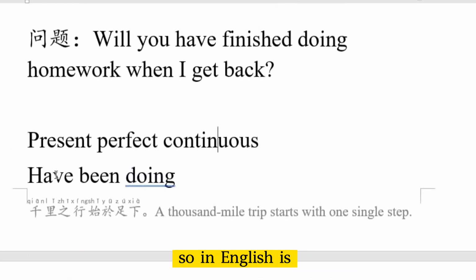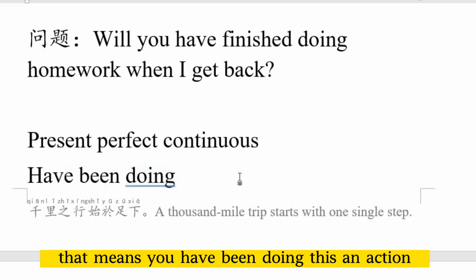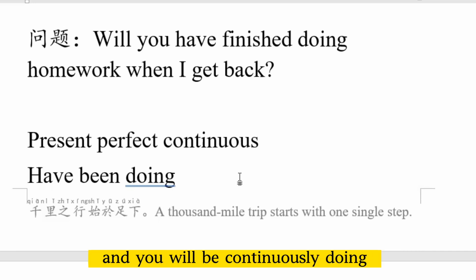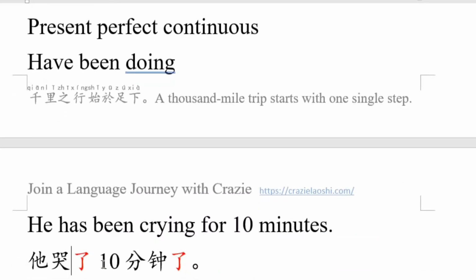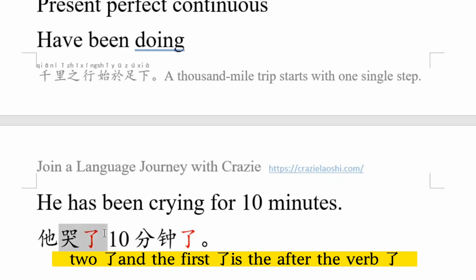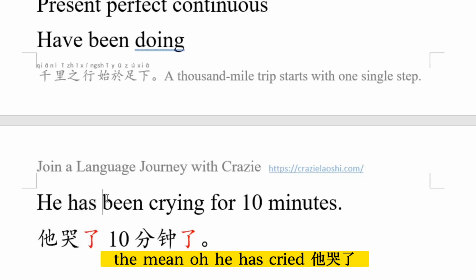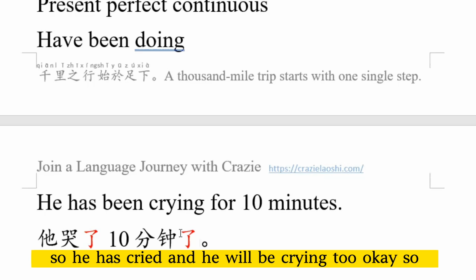And finally, where it comes to the last one, that is how you express present perfect continuous. So in English is have been doing an action for a prolonged time, and that means you have been doing this action and you will be continuously doing this action in the future too. Okay, so for example, he has been crying for 10 minutes. 他哭了10分钟了. Okay, now notice, first we have two le, and the first le is the after the verb le, that means, oh, he has cried, right? 他哭了. And then the second le is to show he has cried and he will be crying too.